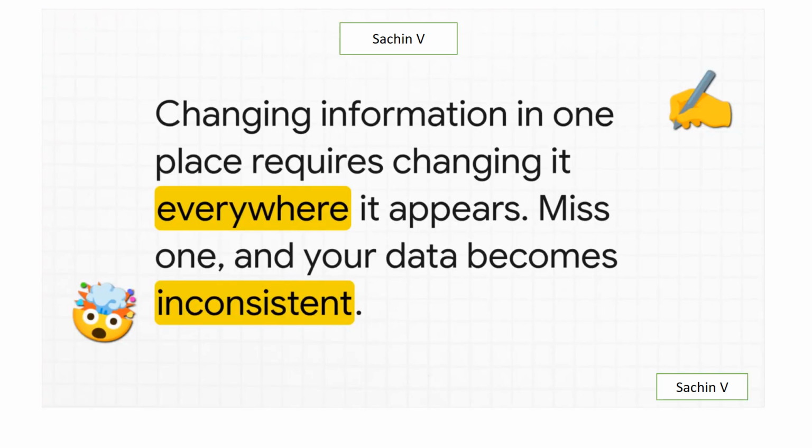First up, we've got the update anomaly. In our student table, you see Dr. Rao is listed as the CS department head for both Anita and Ravi. If a new head takes over, you have to go on a hunt and change every single one of those entries. If you miss just one, boom, your data is now inconsistent. It's lying to you, telling two different stories at the same time.